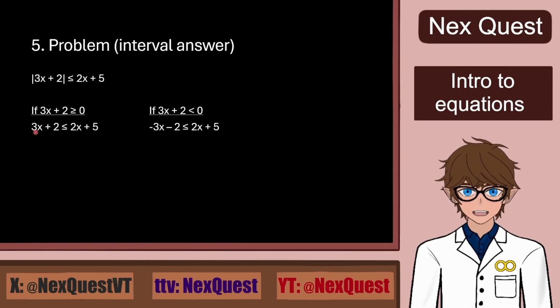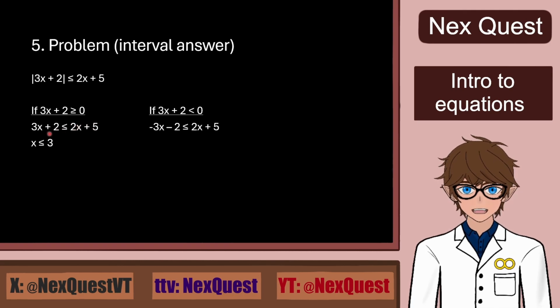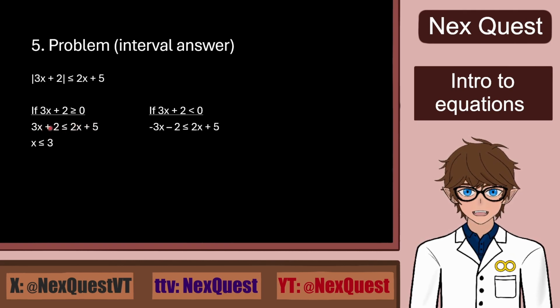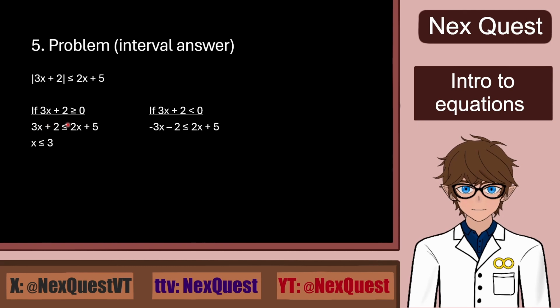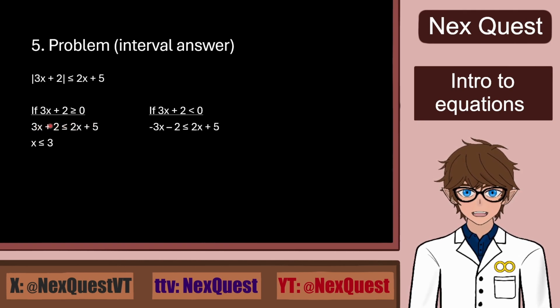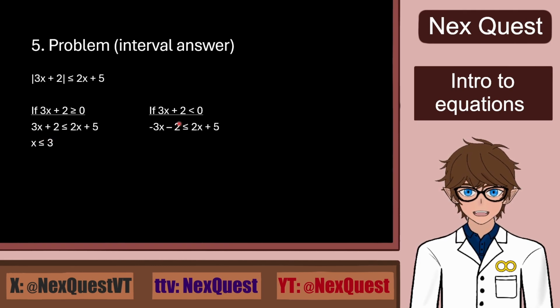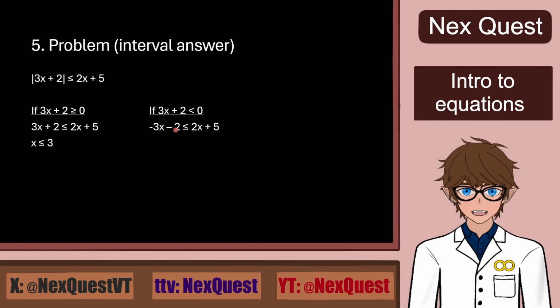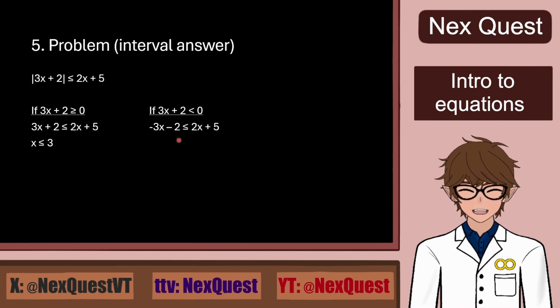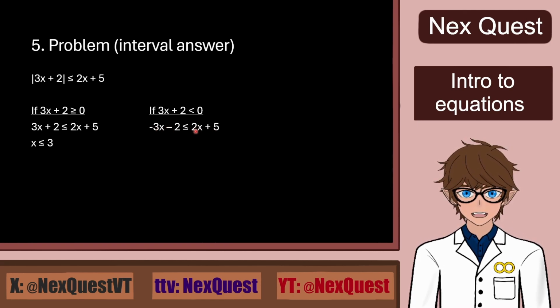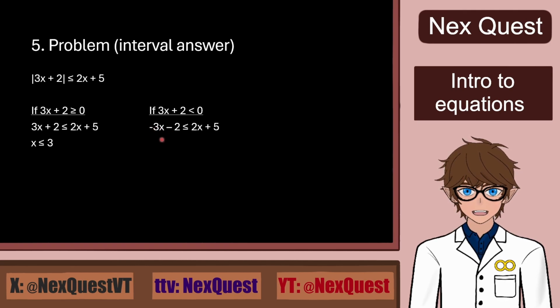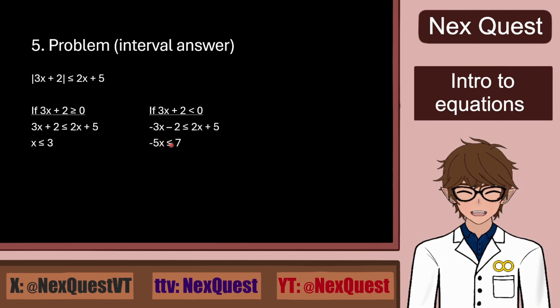Now, on the first equation, we move x to the left by subtracting 2x, and we subtract 2. So we get 3x minus 2x is x, and 5 minus 2 is 3. So x has to be less than or equal to 3. And on the second equation, we subtract 2x, and we add 2 to move 2x to the left and 2 to the right. So we get minus 3x minus 2x, which is minus 5x, and we get 5 plus 2 is 7. So minus 5x is less than or equal to 7.